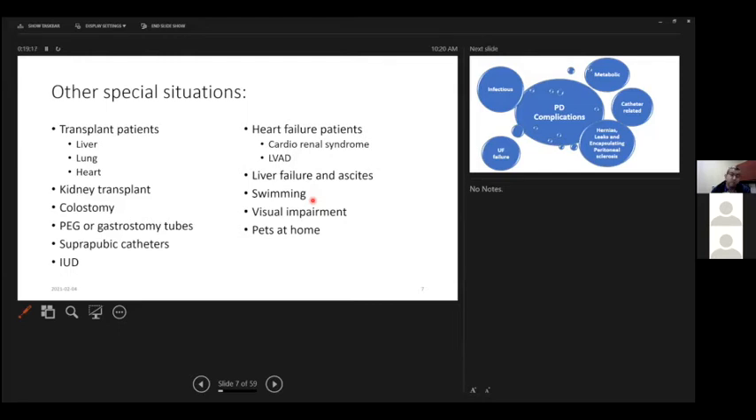We don't tell the patients to swim in fresh water or lakes, because it will cause infections, okay? Visual impairment, as I mentioned about diabetic retinopathy: can PD be done in a blind person? Yes, it can be done if it is properly taught. And also there are machines. Also, a caregiver can do it, or here in Canada, we have something called Home Plus, in which a nurse goes to the patient's home and does the dialysis.